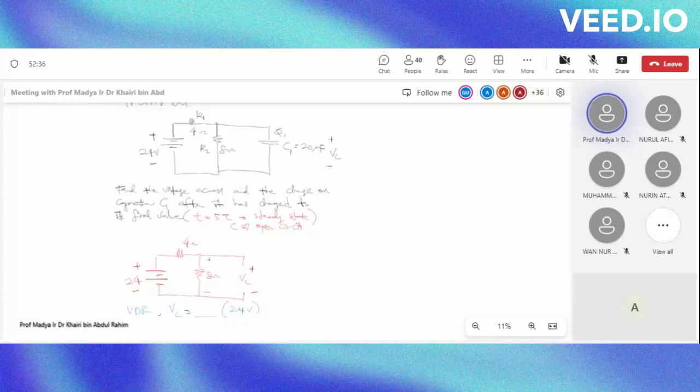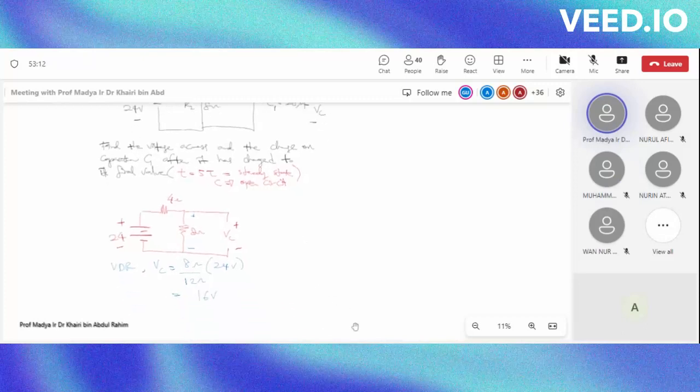So how do we do VDR here, guys? Anyone? RT on top or at the bottom? RT at the bottom. Huh? Right? Let's try. So at the bottom, how much? What's the value? 12. Okay, correct. So this is 16. Okay, so VC is actually 16 volt, right?